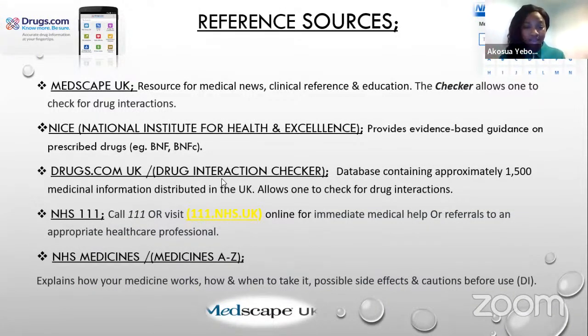NHS 111 is a great one, everyone knows NHS 111. It is a self-referral service, so if you are unable to go to your GP during the day, or you are ill out of GP hours, you can always call them. They provide information on drugs. They give advice on any symptoms you are experiencing, and they will also try to refer you to an appropriate healthcare professional.